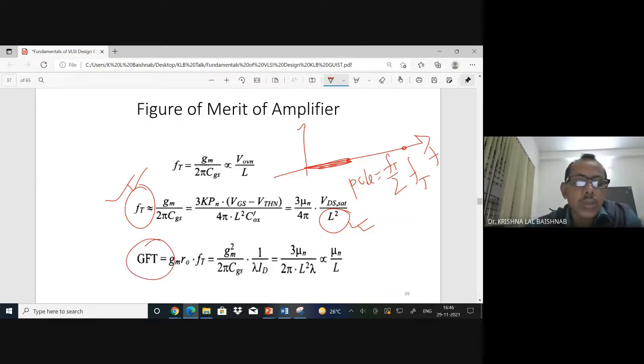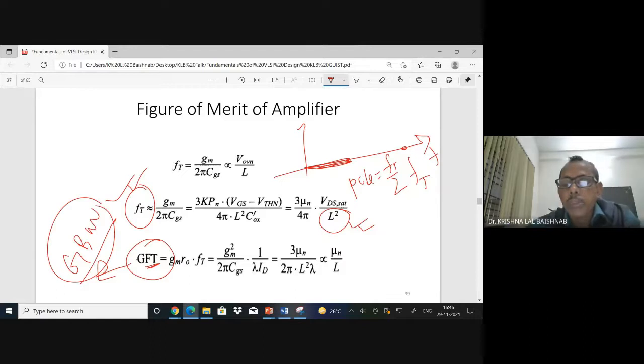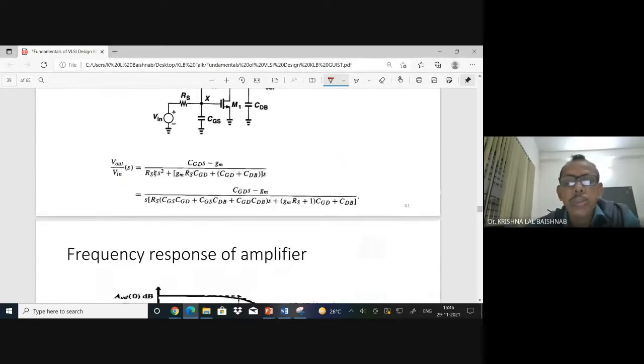Gain and bandwidth are constant, so we call it the gain bandwidth product. This is a very important term also. It depends upon L also, so you need to reduce L so that we can improve the gain bandwidth.